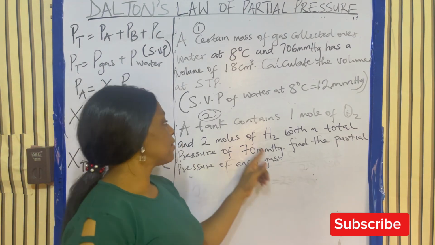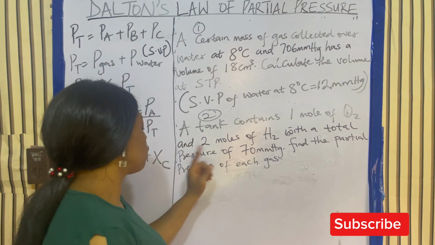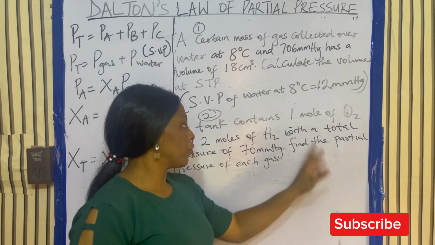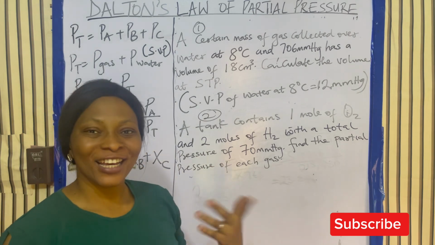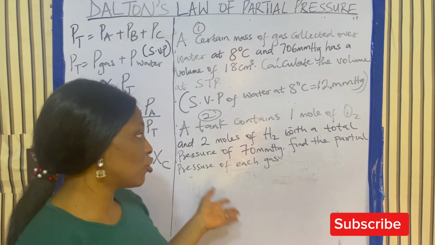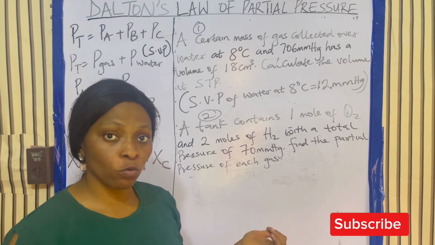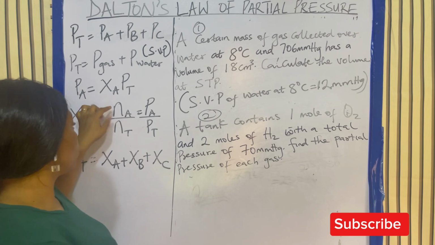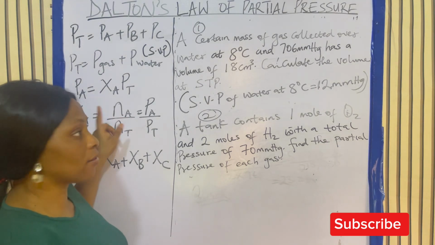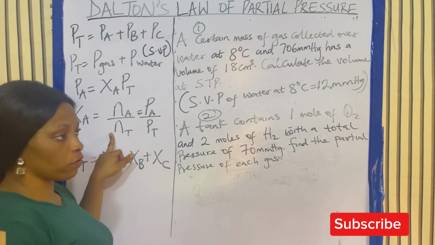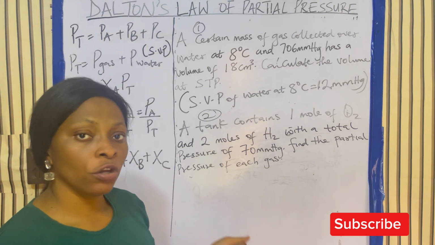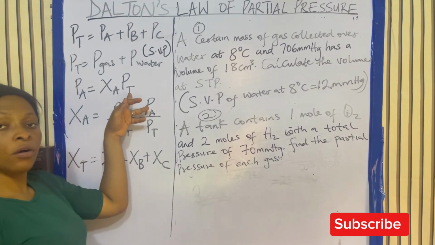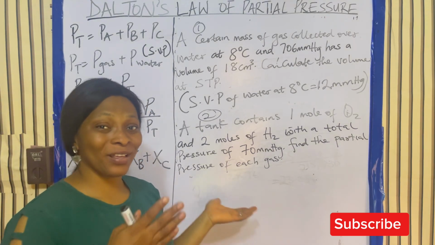Then question 2. A tank contains 1 mole of oxygen and 2 moles of hydrogen with a total pressure of 70 millimeter mercury. Find the partial pressure of each gas. To find the partial pressure of each gas, you are going to first find their mole fraction, using the number of mole of each of the gases over the total number of moles. Then after finding the mole fraction, you're going to multiply the mole fraction of each of the gases by the total pressure. I hope that is simple.